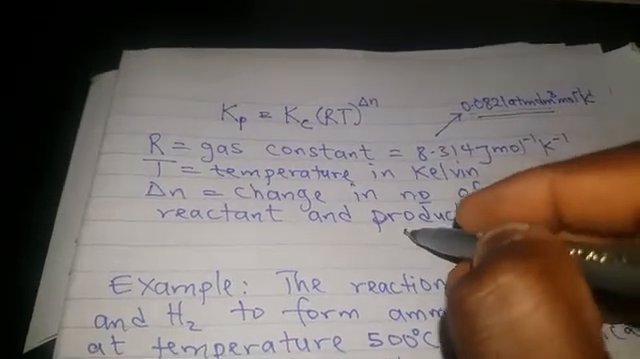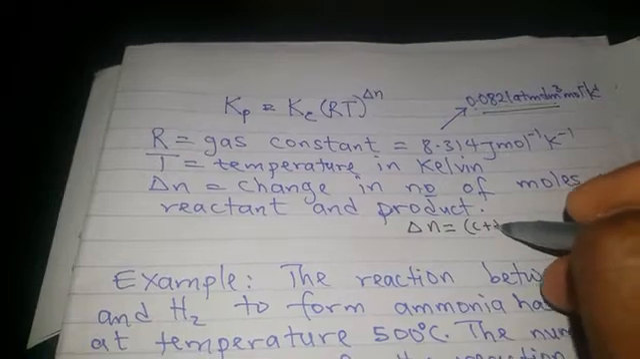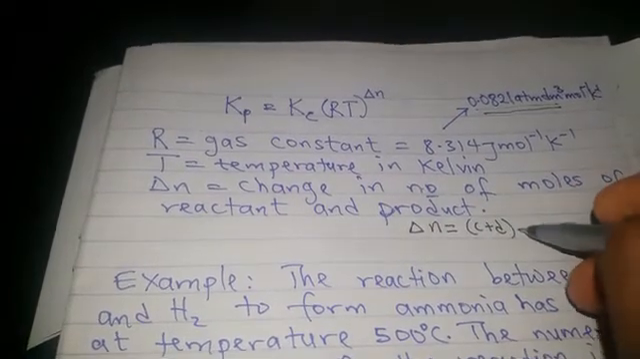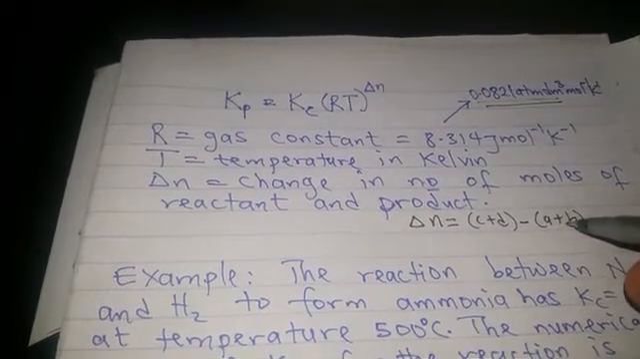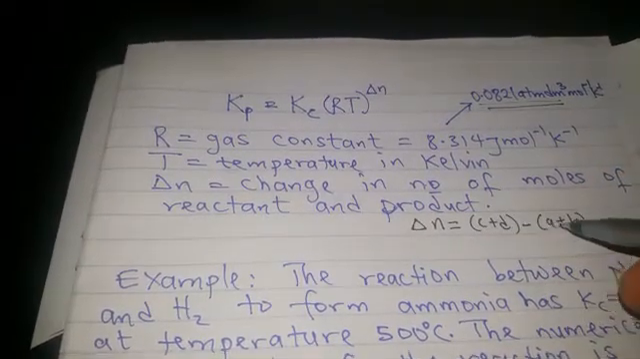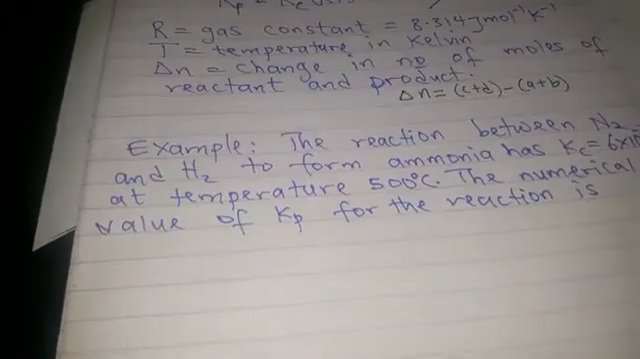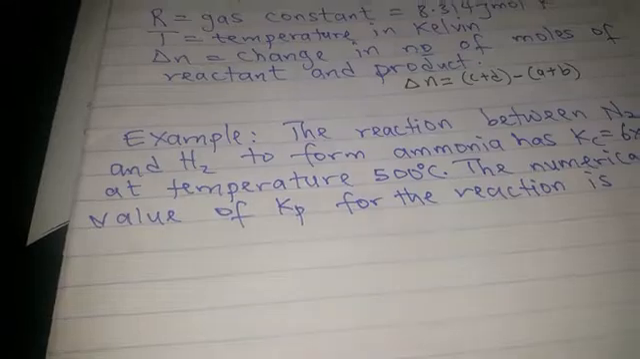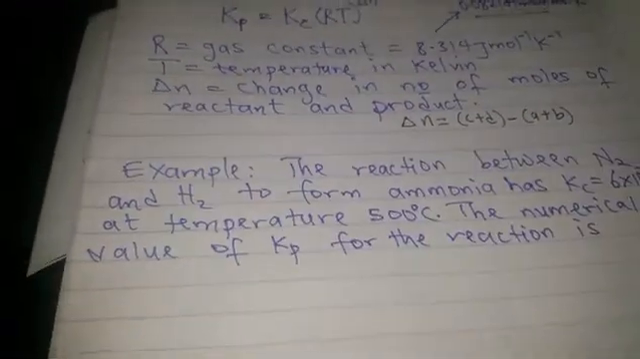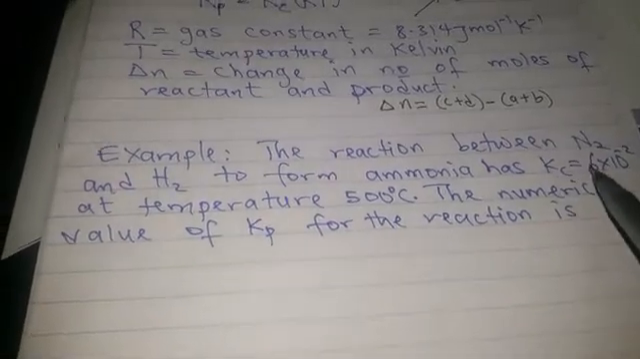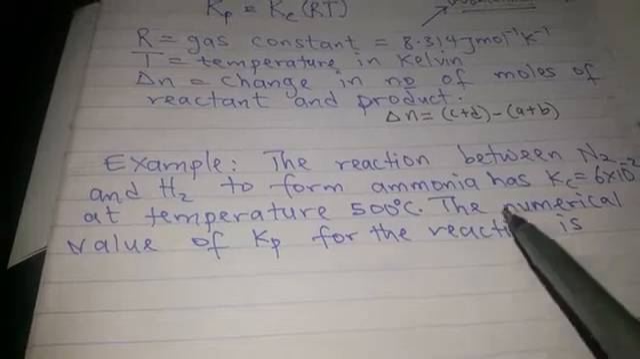Remember, we gave something like this: delta N is equal to C plus D, which is the total number of moles of the product, minus A plus B, which is the total number of moles of reactant. Now let's quickly look at an example here. We are given the reaction between nitrogen and hydrogen to form ammonia, which has Kc 6 times 10 to the power minus 2 at a temperature of 500 degrees Celsius.